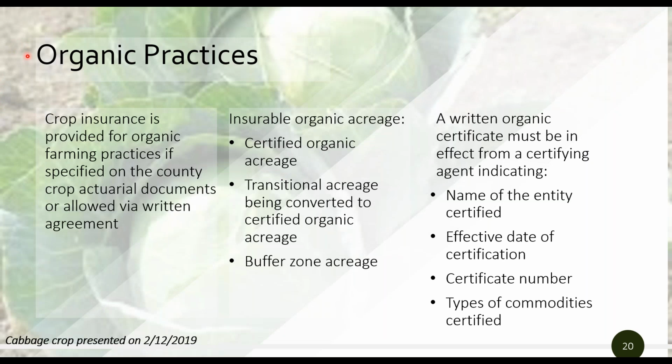Organic practices. Organic practices are becoming more and more popular throughout the United States. Crop insurance is provided for organic farming practice if it's specified on the county actuarial documents or allowed by written agreement. I do know for cabbage in the state of Pennsylvania, organic practices are offered. The offerings are certified organic acreage, transitional acreage being converted to certified organic acreage, and of course the buffer zone acreage. A written agreement must be in effect from a certified agent, and you can look at all the categories that must be on that written certificate.